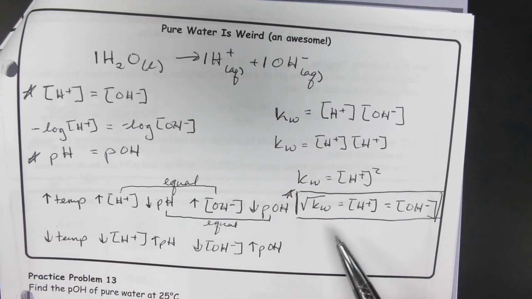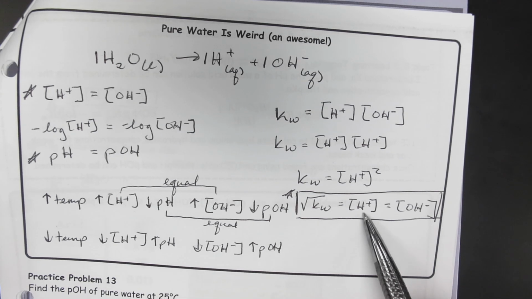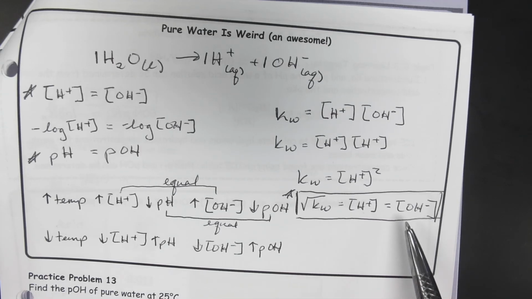And then I need you to remember that if you take the square root of this Kw, it's going to be a number that they give you. If you take the square root of it, that will equal the concentration of H+, which is also equal to the concentration of OH-.